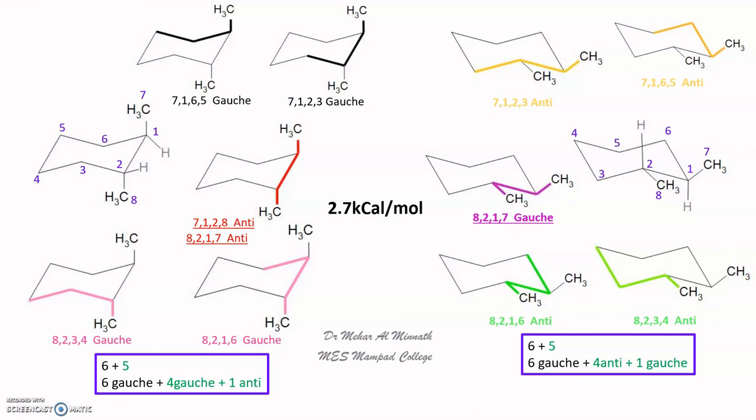Among cis and trans of 1,2 disubstituted cycloalkanes, the trans isomer will be more stable because it has got the EE form, while in cis we have AE form, which is having almost 2.7 kilocalories per mole extra energy than unsubstituted cyclohexane, and also 2 gauche butane units more than the EE form.